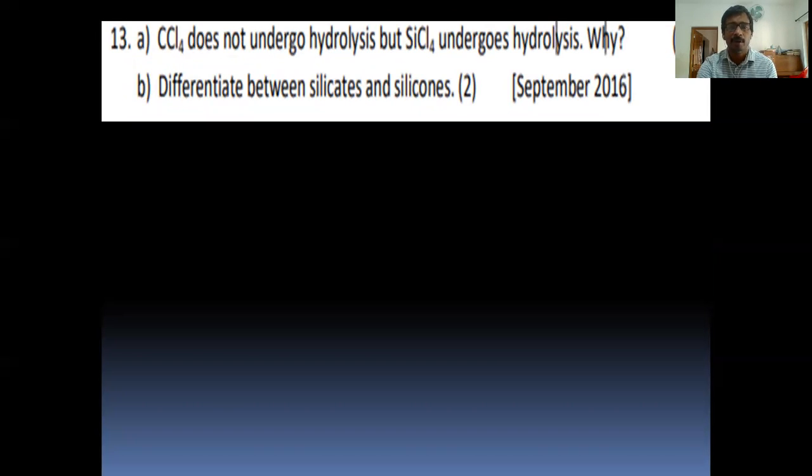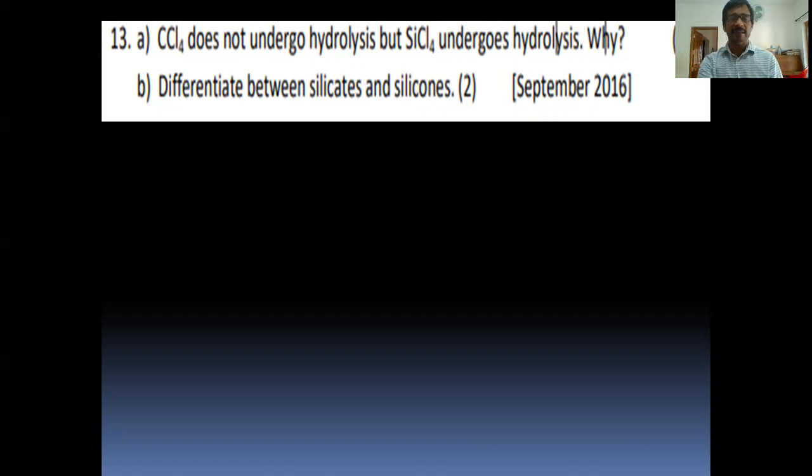CCl4 does not undergo hydrolysis, but SiCl4 undergoes hydrolysis. Why? The answer is, in carbon there is no vacant d orbital, but in silicon there is a vacant d orbital. Since there is a vacant d orbital in silicon, it can accept an electron pair from a water molecule, and thus undergoes hydrolysis. Carbon has no vacant d orbital or any other vacant orbital, so it cannot accept an electron pair from a water molecule, therefore it does not undergo hydrolysis. So that is the answer: carbon has no vacant d orbital, but silicon has a vacant d orbital.